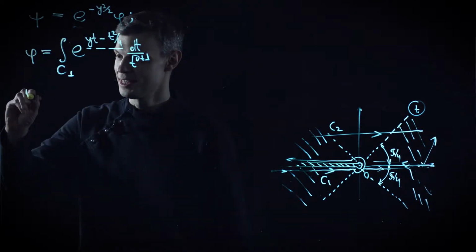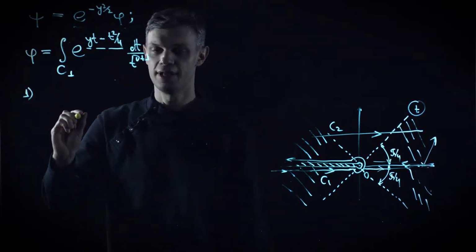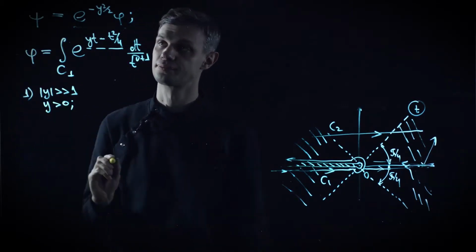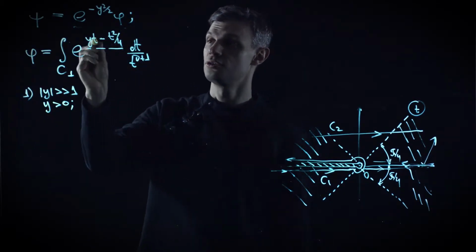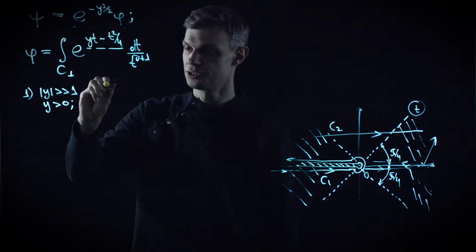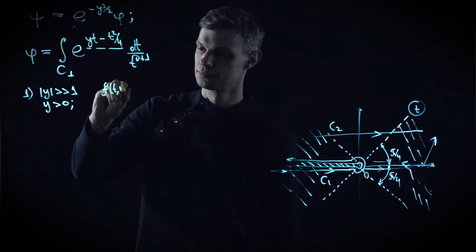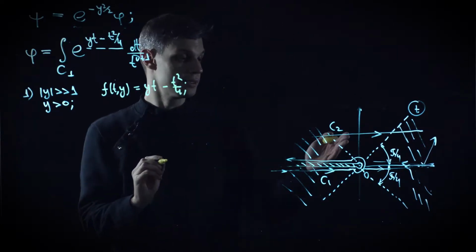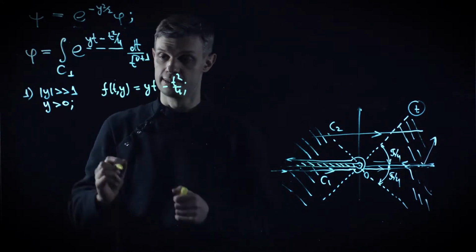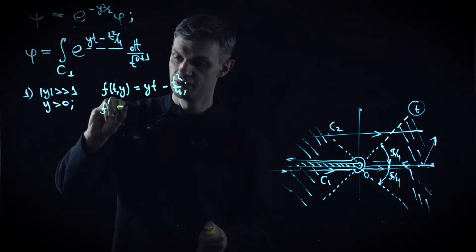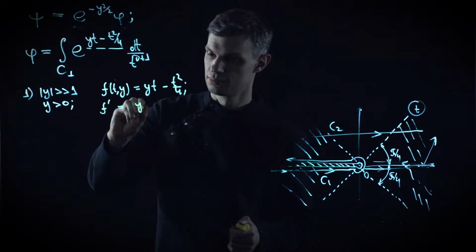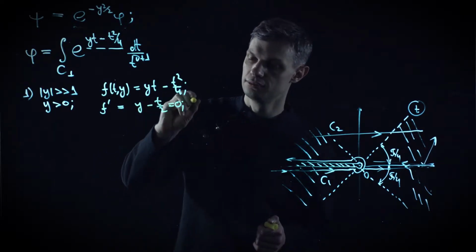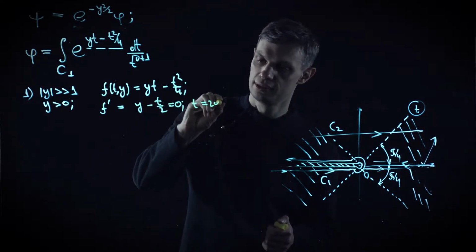First, let's investigate the case of large and positive y. The first step is to look at our exponent function and investigate if it has saddles. So let's perform the differentiation. And here we go. Indeed, there is a saddle.